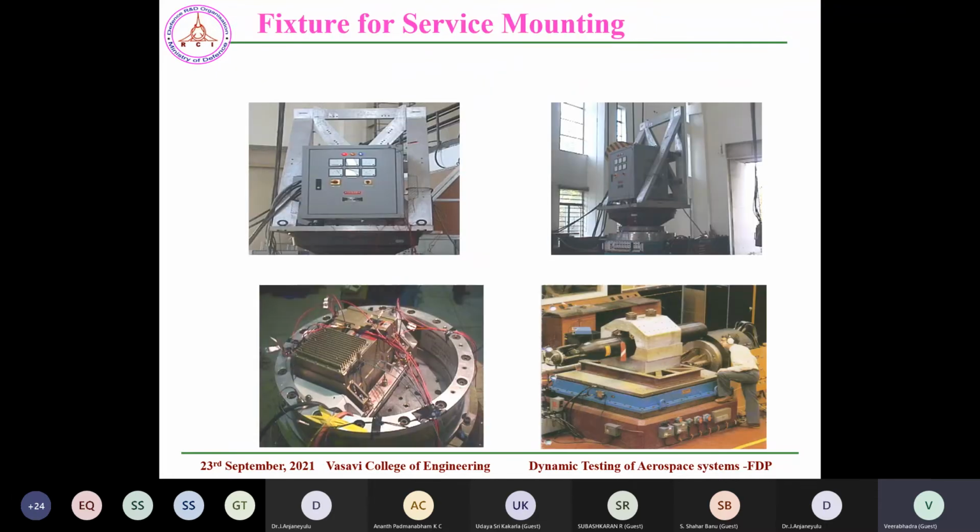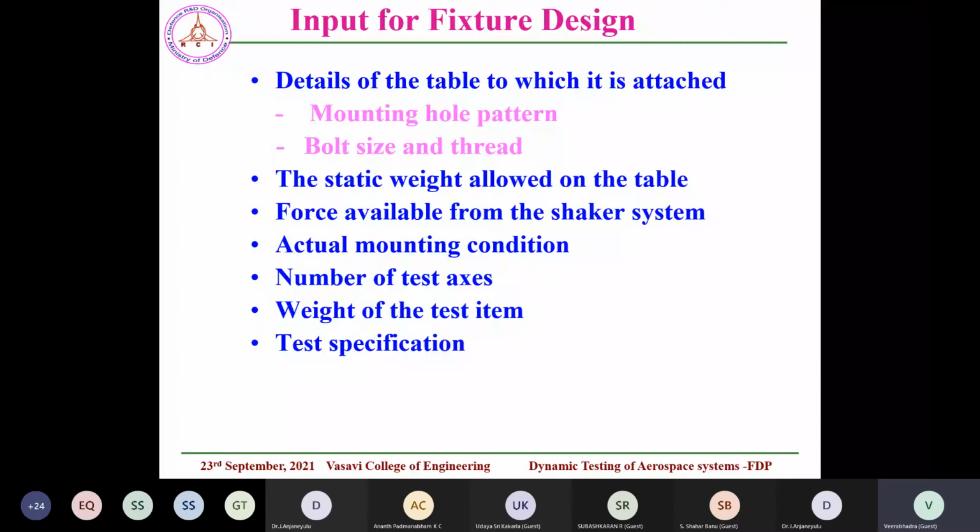A typical system I am just putting here: they can be big L fixtures with channel type fixtures, big systems, or round fixtures as solid stocks, or some kind of system as an entire system we can make. In all of these, the inputs we need are the test specifications, the static weight of the system, and the number of test axes and test specifications.